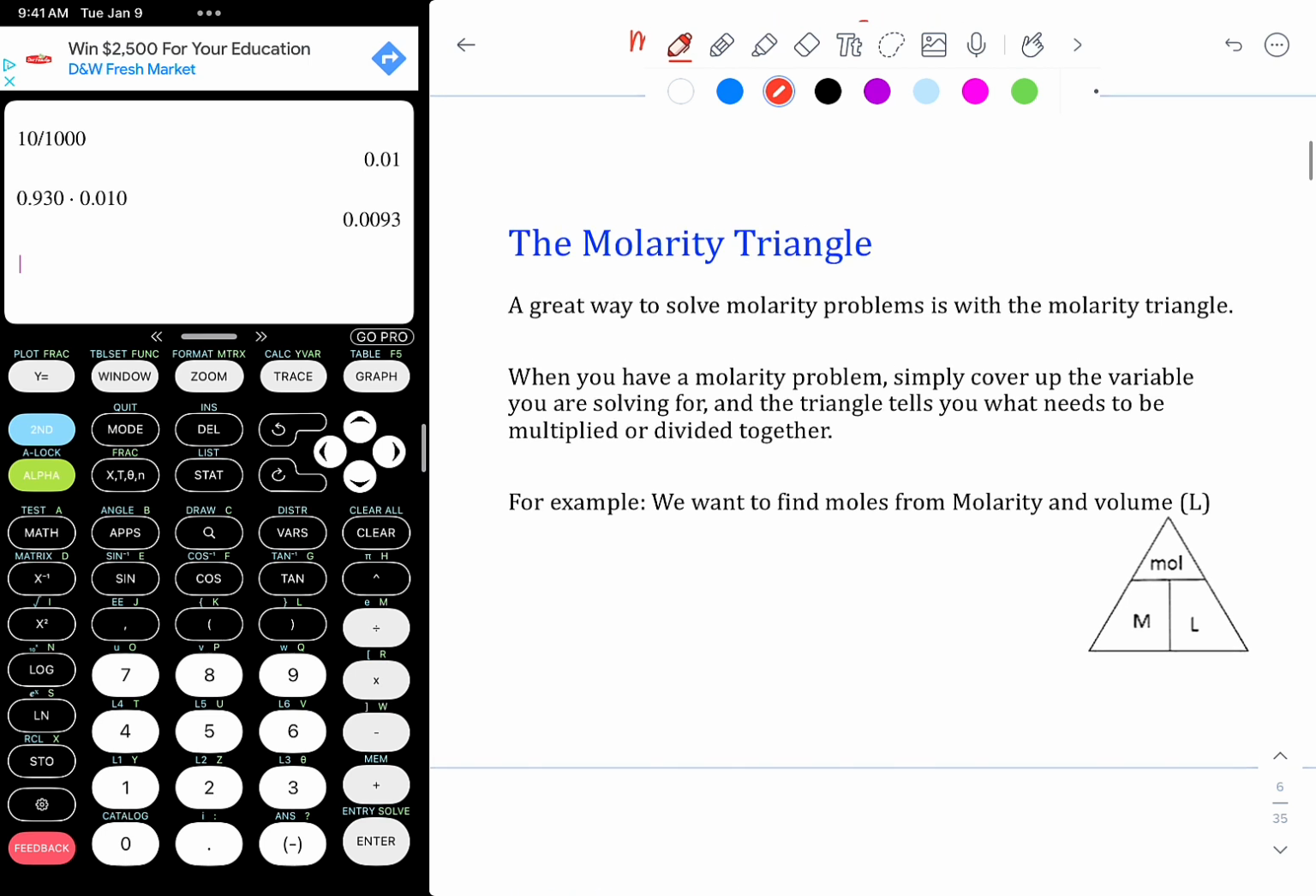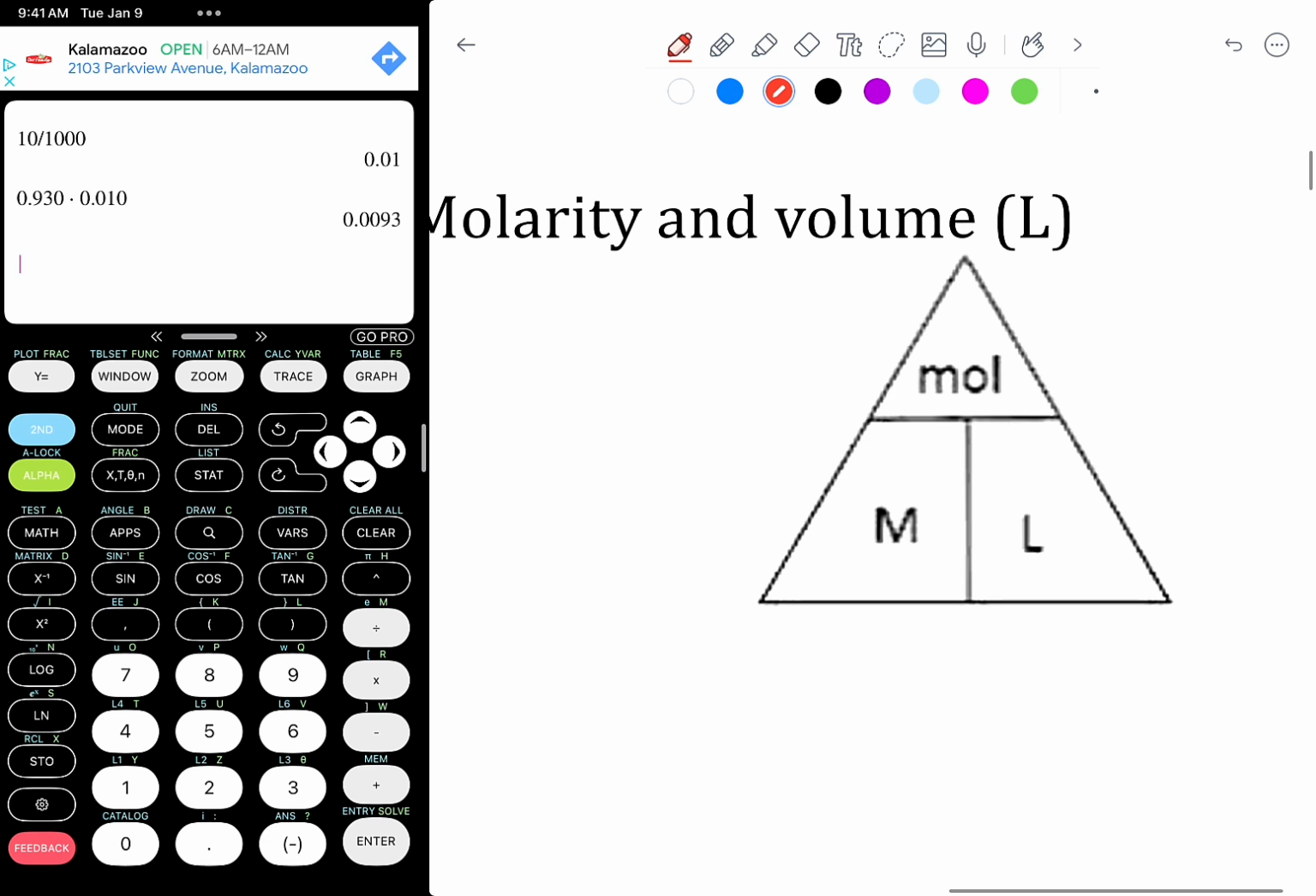So I want to introduce you to the molarity triangle. A great way to solve molarity problems is with the molarity triangle. When you have a molarity problem, all you have to do is cover up the variable you are solving for, and the triangle will tell you what needs to be multiplied or divided together. So here's our molarity triangle. A vertical line means multiplication, and a horizontal line means division.